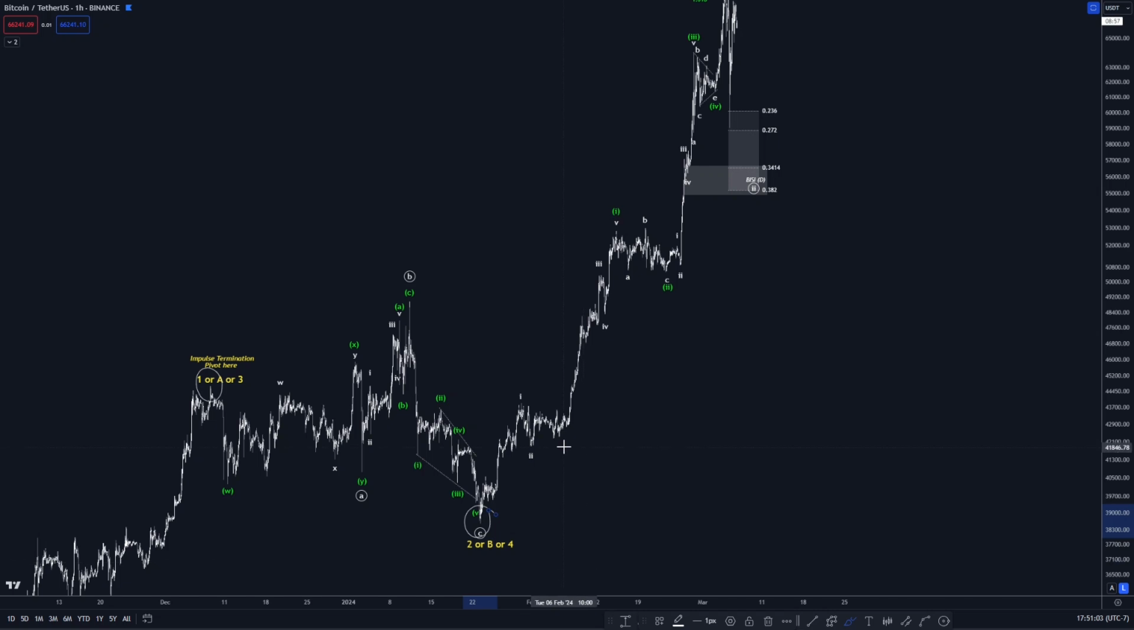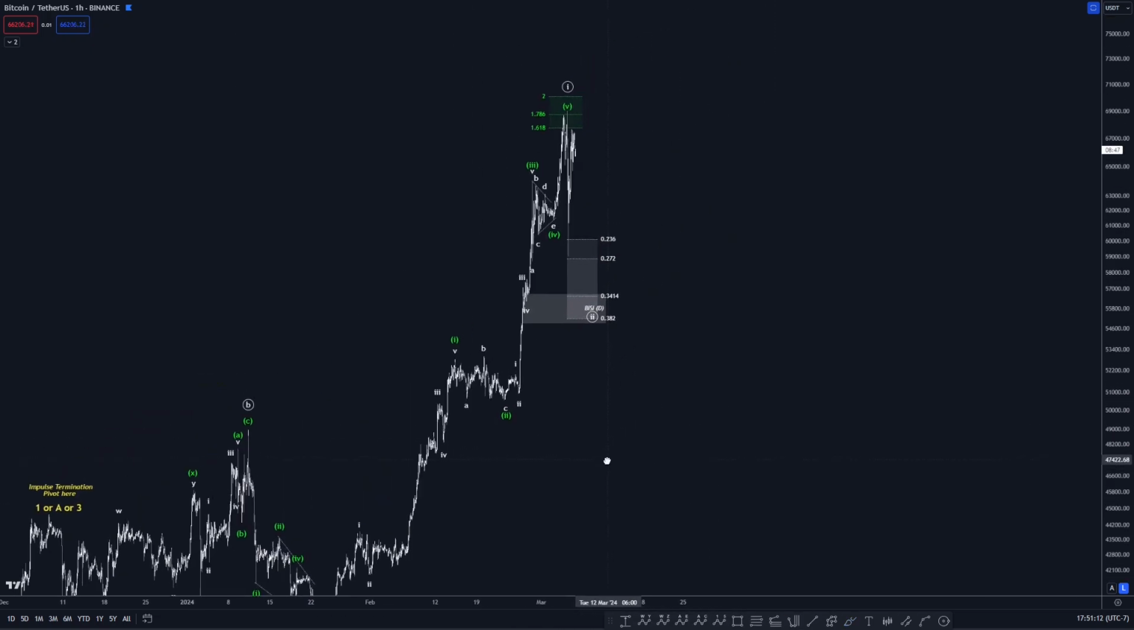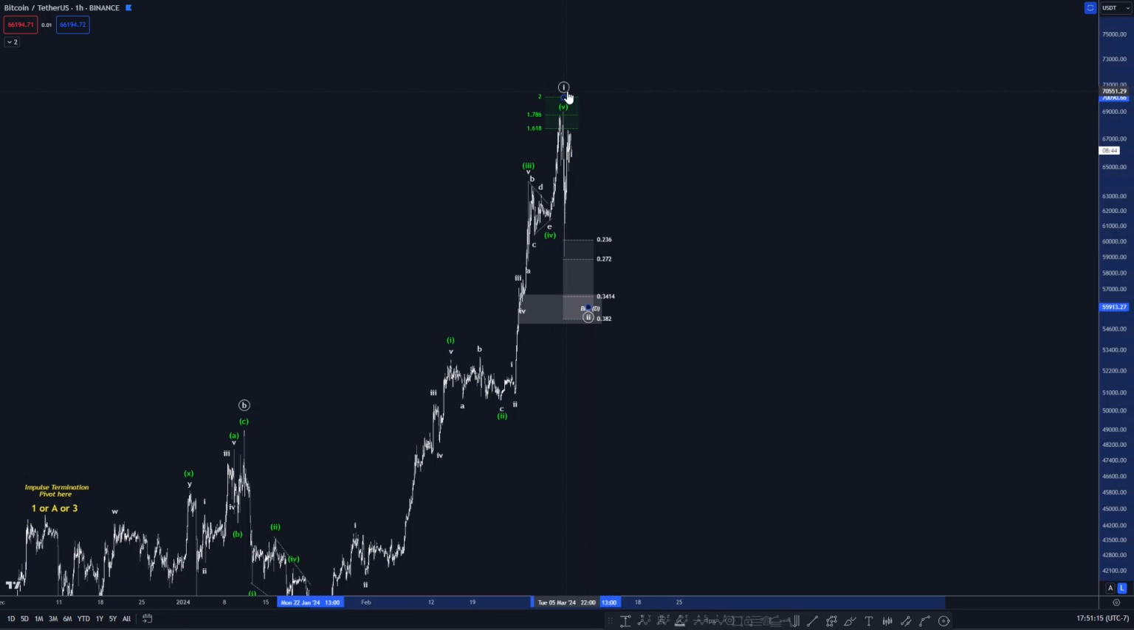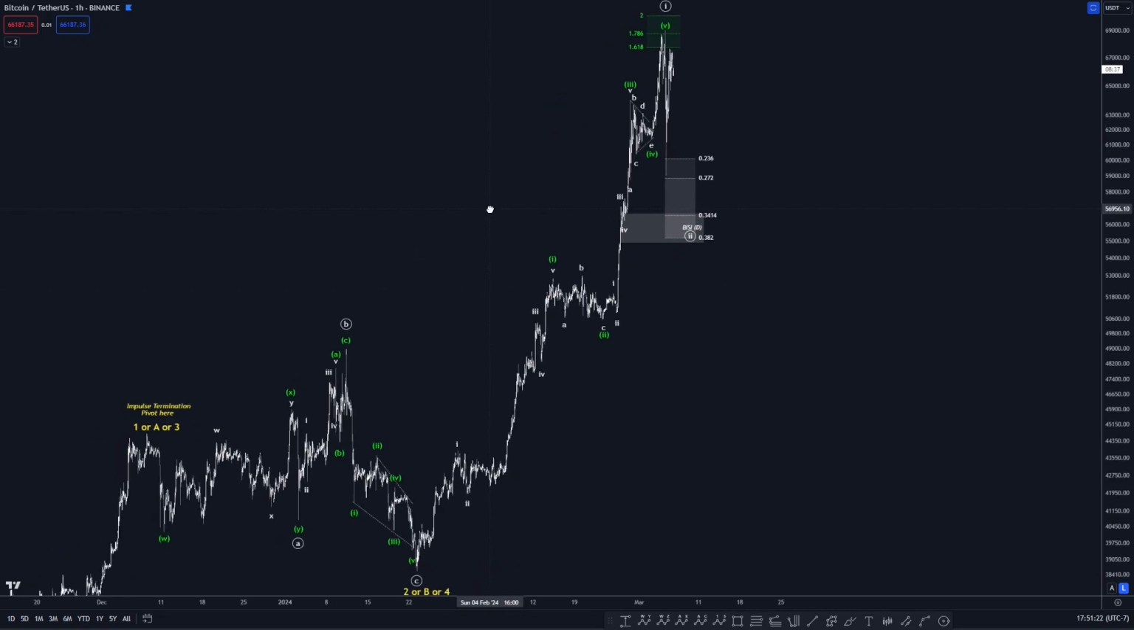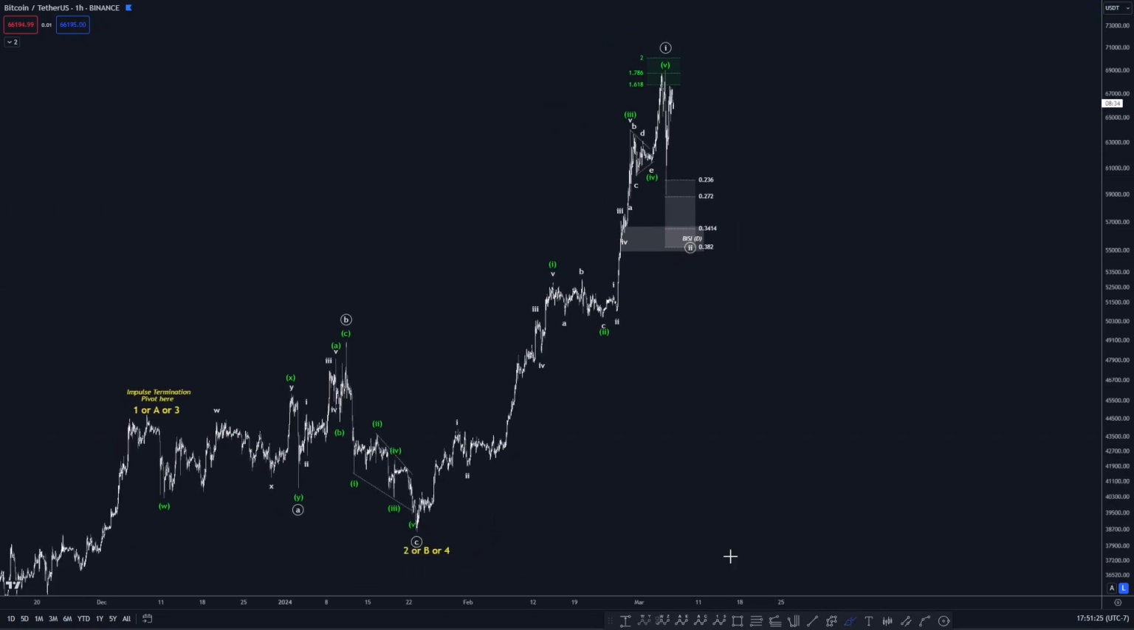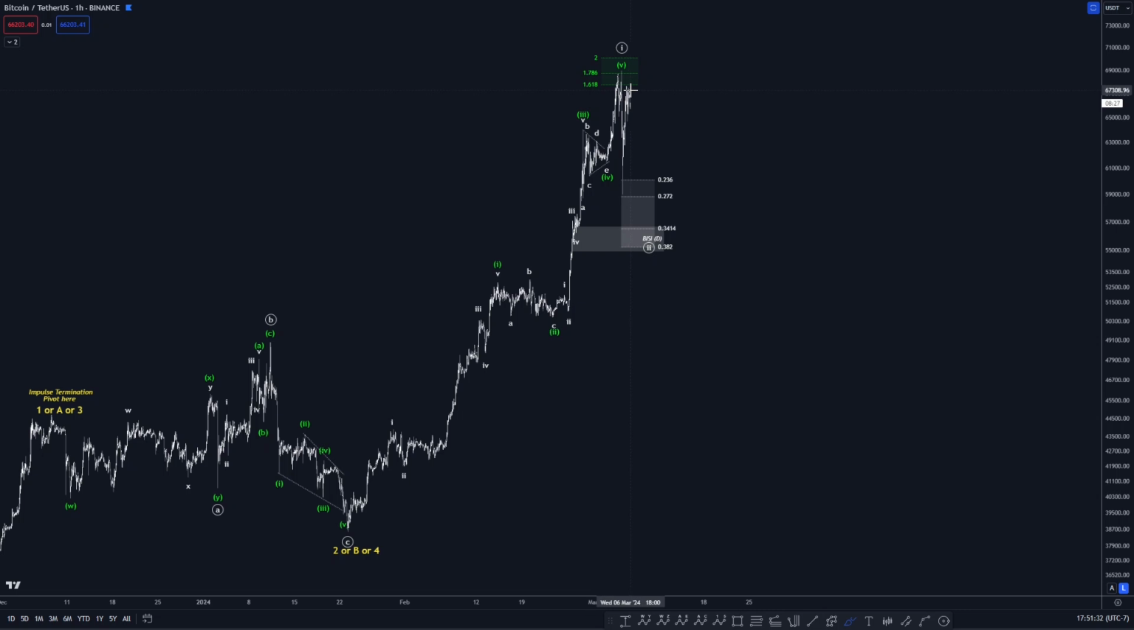So on the lower time frame, all we have to really understand is that this is a potential 1 or A or 3. And this is a 2 or B or 4. And this is an impulse up for a 1. Or it could be a wave 3 as well, or a wave Y, which is less probable. So keeping in mind these pivots, 1 or A or 3, 2 or B or 4, and now monitoring the timing of this pullback is really what's going to keep us ahead of the game here in the lower time frame.